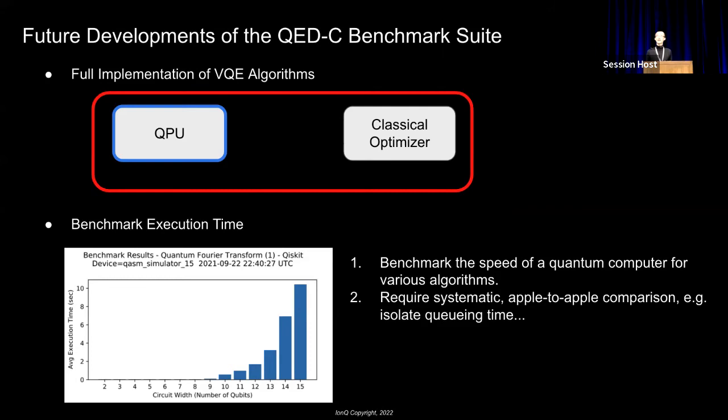I will spend the last two slides talking about future developments of these projects. For the QEC benchmark project, one direction we're pursuing is a full implementation of these hybrid algorithms, which are most promising in this area. For now, we only implement the QPU part, but we exclude the classical optimization part. In the future, we would like to have a full implementation of both the QPU and the interplay with the classical optimizer. We also want to benchmark execution time. For now, we report execution time in the benchmarks, but it's really hard to have an apples-to-apples comparison between different hardware makers.